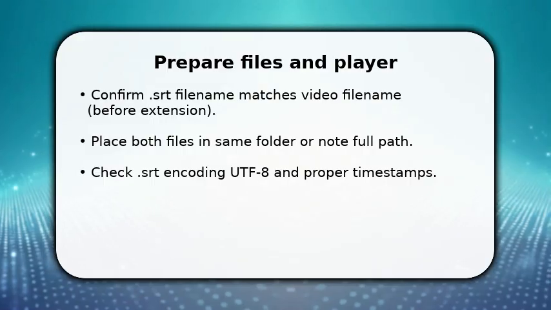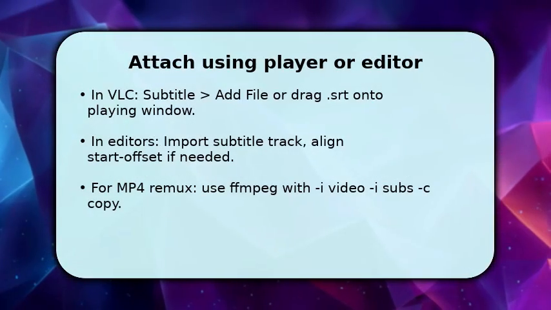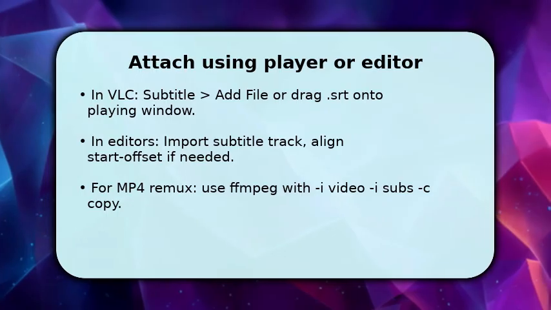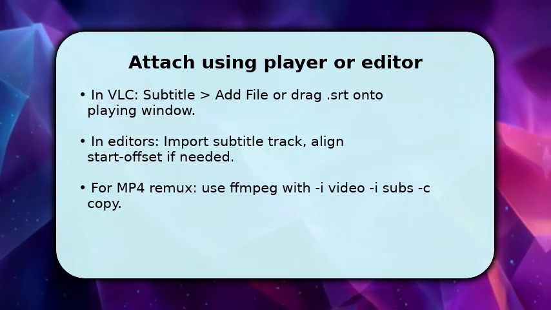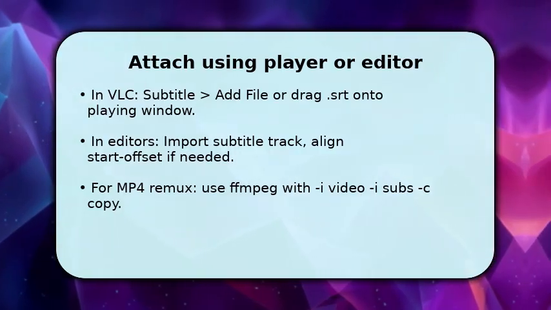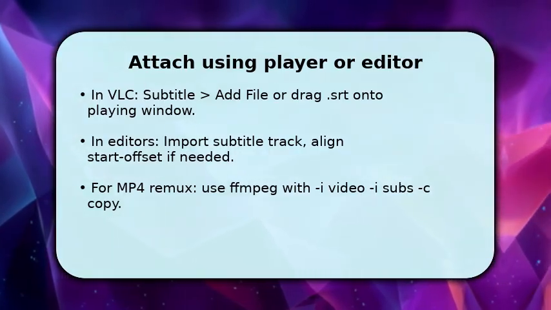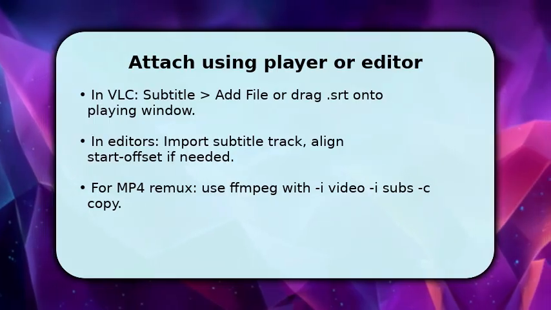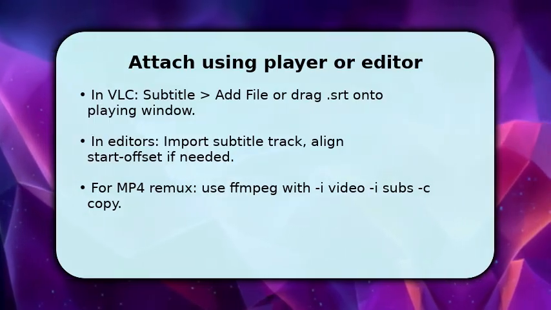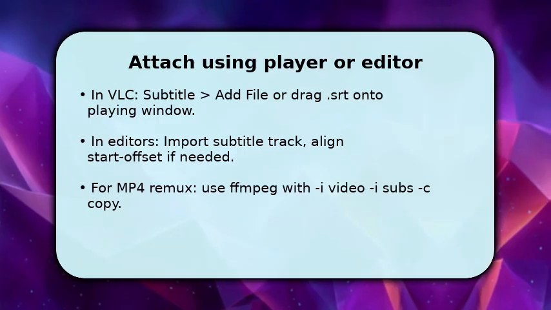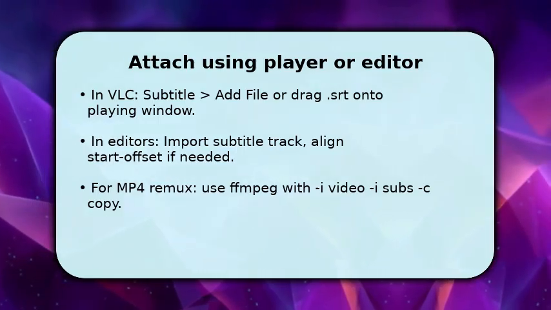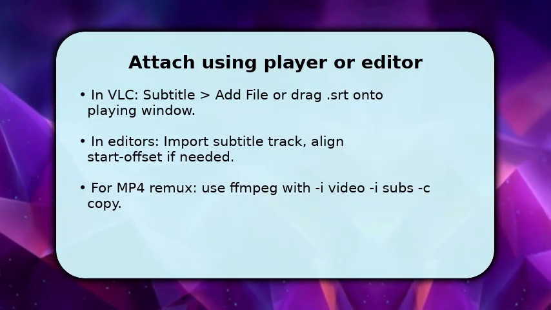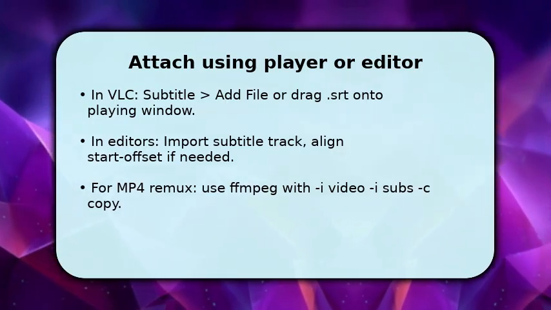Now attach the subtitle track. If using VLC, choose Subtitle Add File or simply drag the SRT onto the playing window. The player will load it instantly. In editors like Adobe Premiere or DaVinci, import the SRT as a subtitle track and align start offset if timing is off. For a permanent mux, use FFmpeg. Provide video and subtitle inputs and remux with copy codec so quality stays intact.